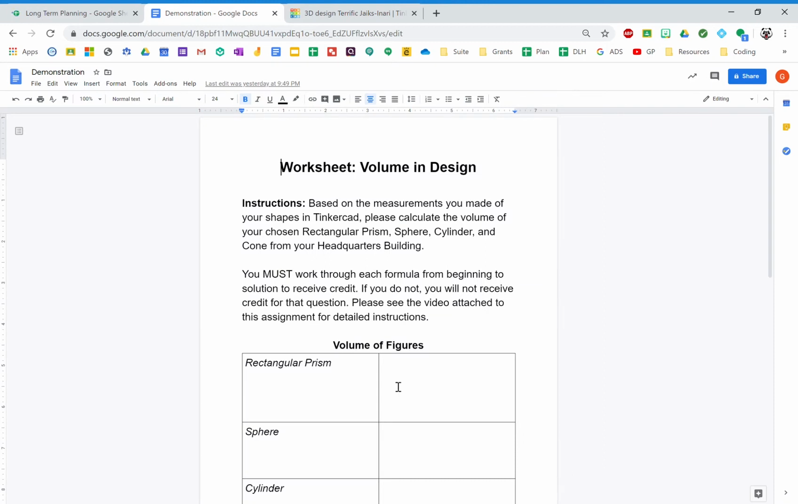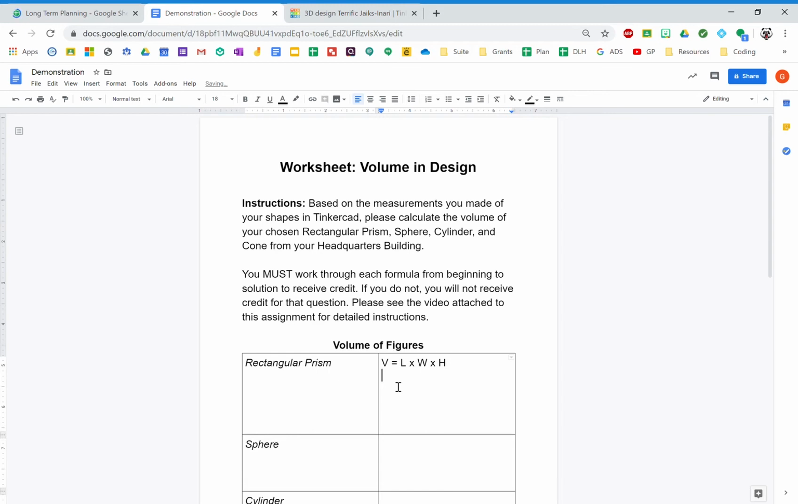So what you would do is go to your volume of figures worksheet, which is what you're going to have to turn in afterward, and write the formula down. Volume equals length times width times height. Then you're going to write the next step in the formula.